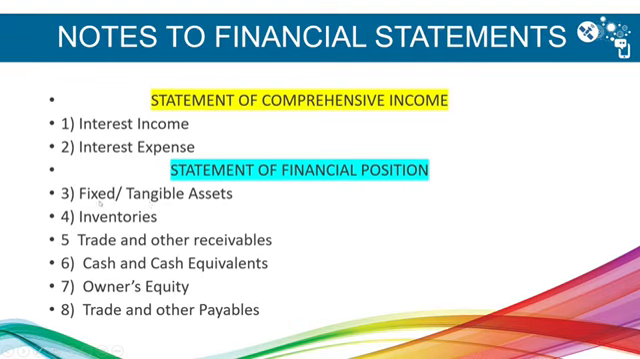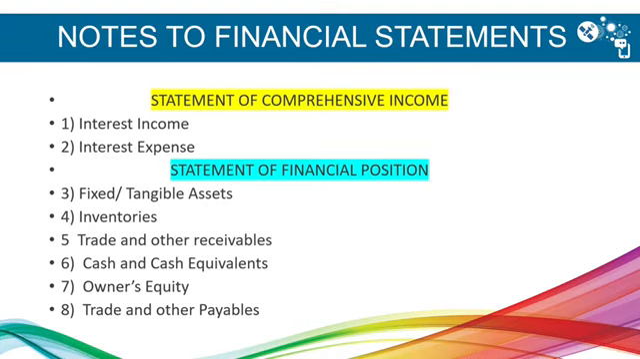First one, we call it fixed or tangible assets. That's note number 3. Inventories, which we will have time to complete now for the exercise. Trade and other receivables. By now, grade 10s, you should know where the various notes fall. Very important. You need to understand and know what falls under every note. Number 6, cash and cash equivalents. Number 7, owner's equity. And my number 8 will be trade and other payables.